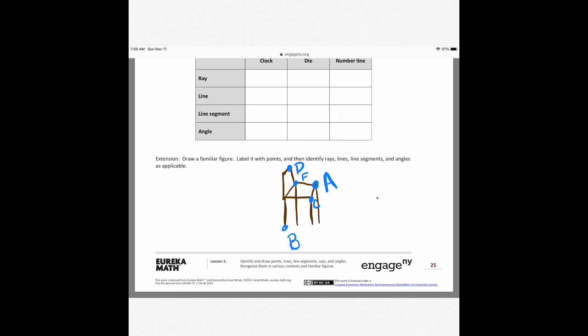Okay. So let's start off. Those are our points. We're going to pick two to make a ray out of. So I'm going to do ray AC, going in one direction. We're going to do a line, which one do I want to do? Let's do line FD or DF. It goes on forever in both directions. We'll do DF or FD. And then we will do a line segment. So we'll do segment FA.